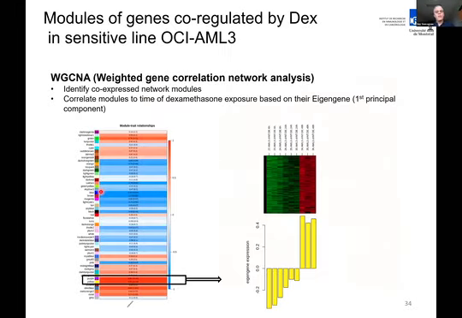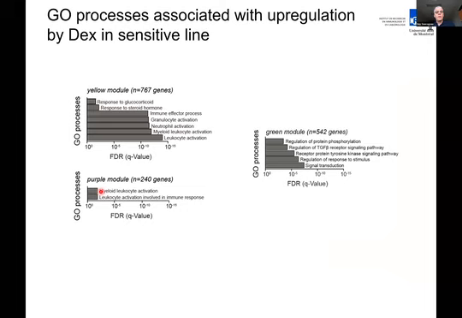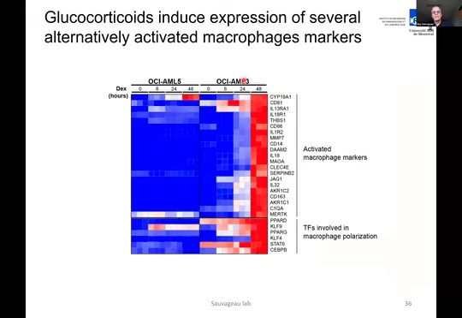So if you look more into these genes by a weighted gene correlation network analysis, you see a lot of neutrophil activation. And if you look more closely into the sensitive AML3 versus the resistant AML5, these are the various time points of DEX exposure from 0 to 48 hours. What we see a lot, at least in this cell line, is activated macrophage markers that go up, and also TF involved in macrophage polarization.